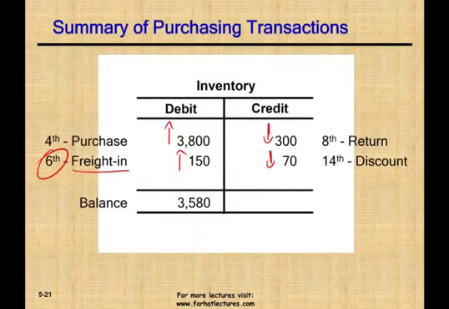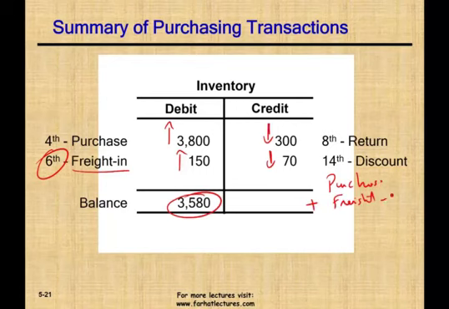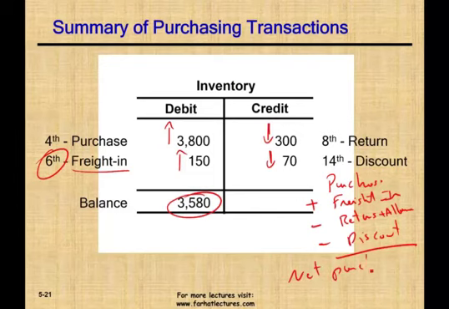So there is a formula here, and this is the balance. What is the formula? It's your purchases plus your freight in, minus returns and allowances. If you have any allowance, we did not have any allowance, minus any discount you get. It's going to give you your net purchases, your net inventory cost. Okay, so this is the formula. Your purchases plus your transportation cost minus returns and allowances minus discount gives you how much you actually paid for your inventory.